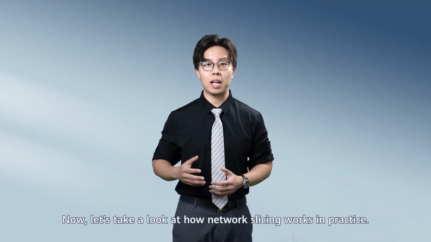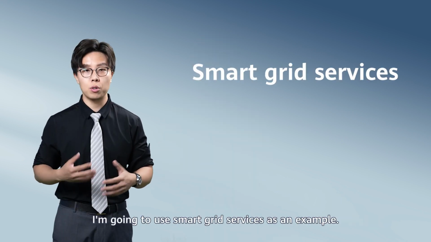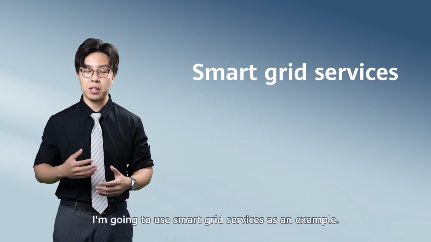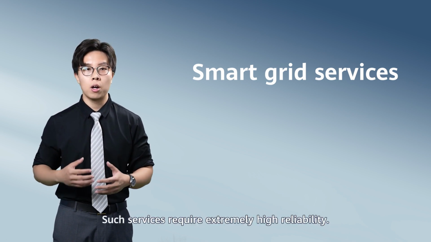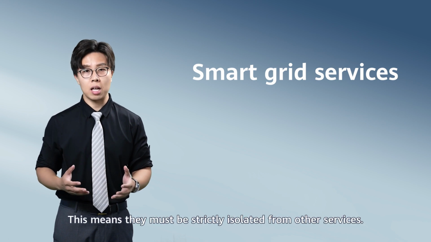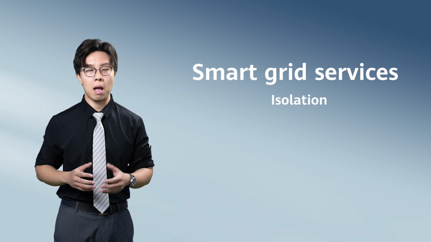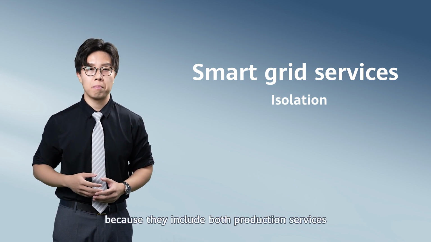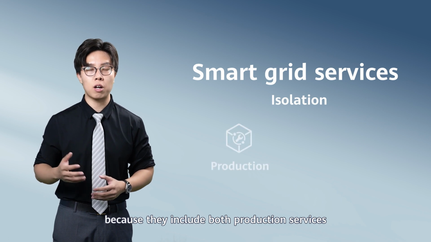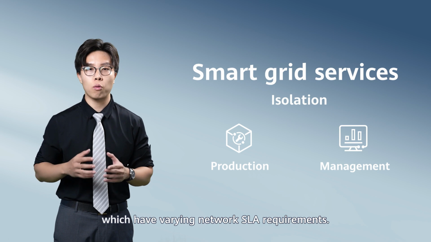Now, let's take a look at how network slicing works in practice. I'm going to use smart grid services as an example. Such services require extremely high reliability. This means they must be strictly isolated from other services. But the requirements of power grid services are not the same, because they include both production services and management services, which have varying network SLA requirements.